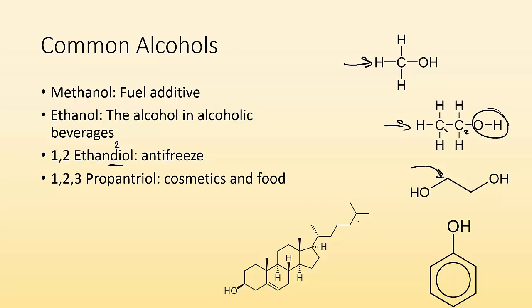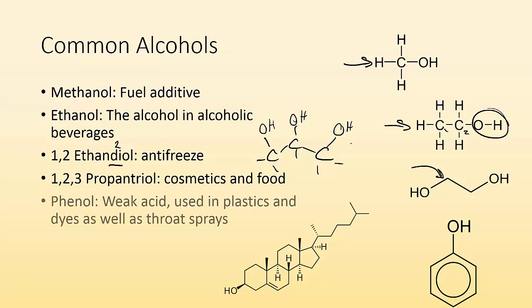1,2,3-propanetriol is found in cosmetics and foods, and I don't have a picture of that one, but let's draw it out. Propanetriol. So I've got 3 carbons, and the 1, 2, 3 is telling me that there's an OH on each of these. The rest of the bonds for carbon are with hydrogen. So that's 1,2,3-propanetriol. And then we've got phenol, which is basically a weak acid.